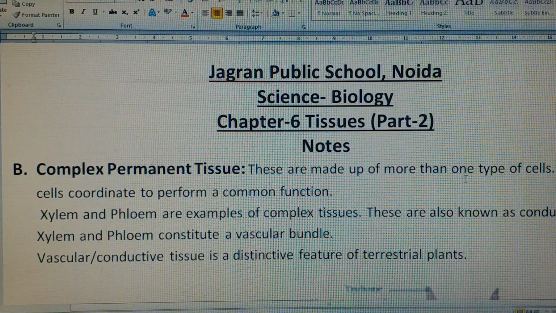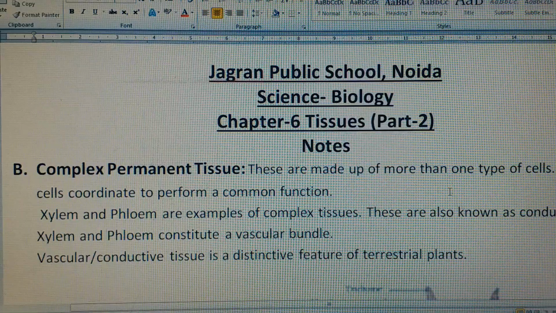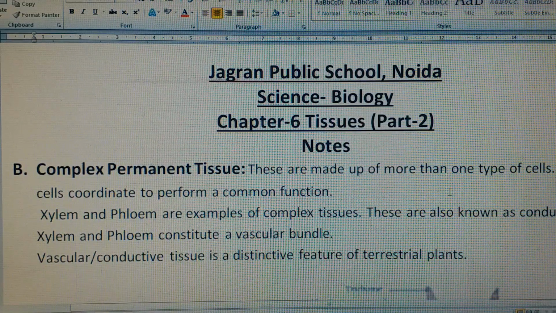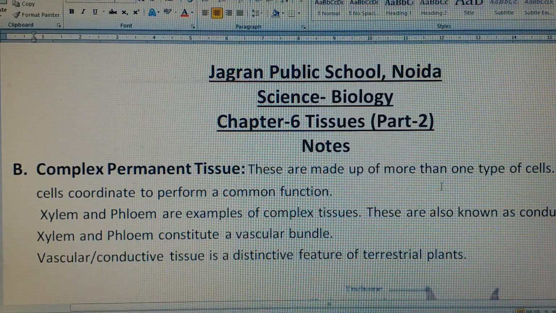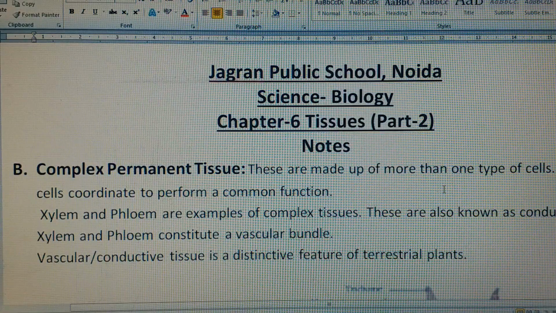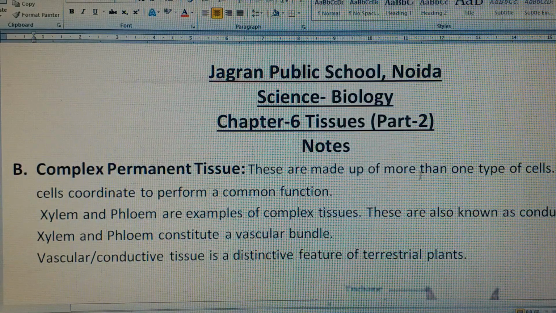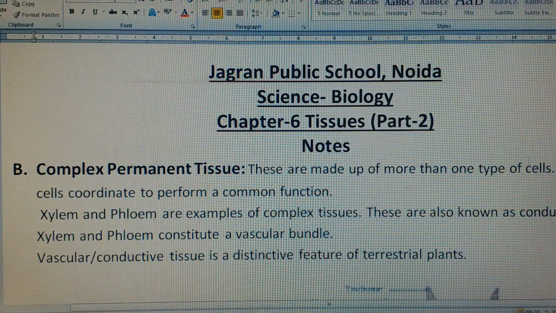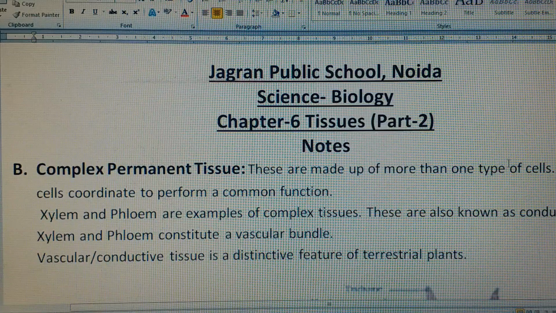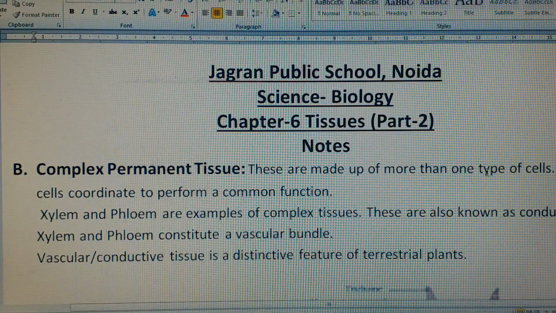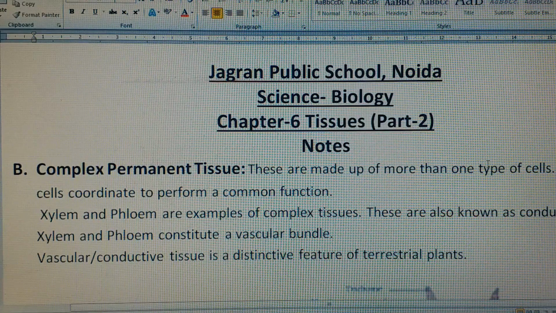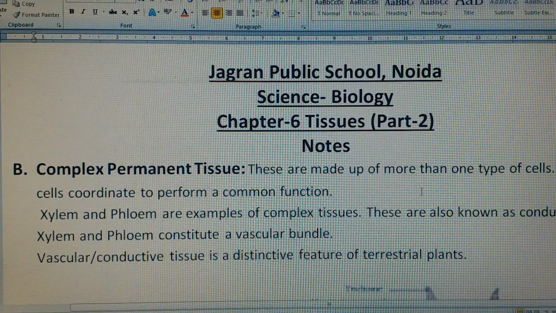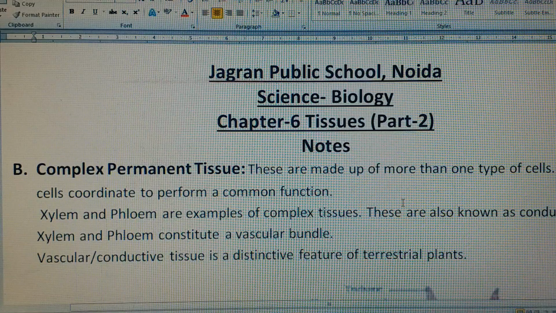They are made up of more than one type of cells, and all these cells coordinate to perform a common function. So why are they complex? Because they are made up of more than one type of cells. That is why they are known as complex tissues. All these cells coordinate together to perform a common type of function.